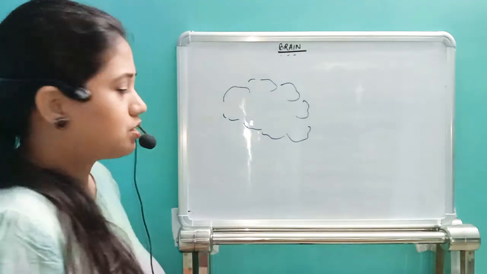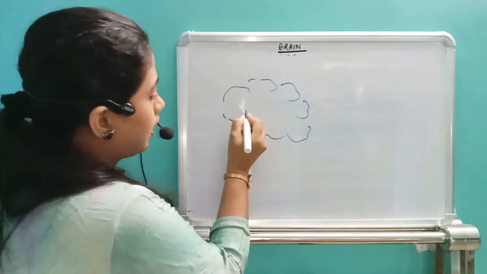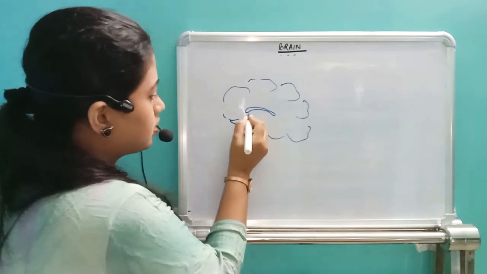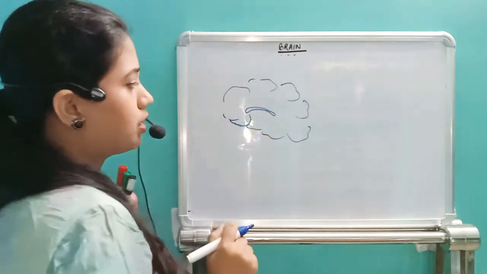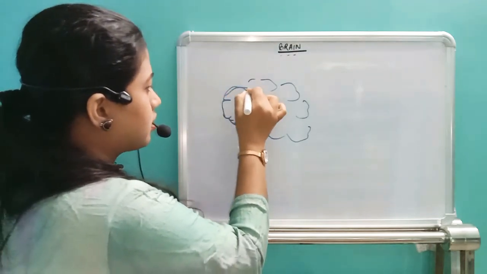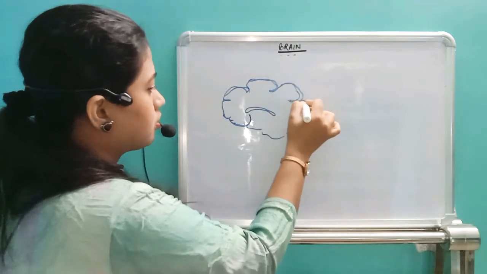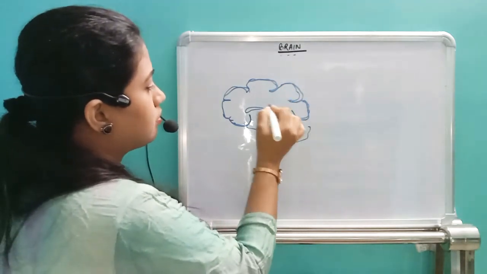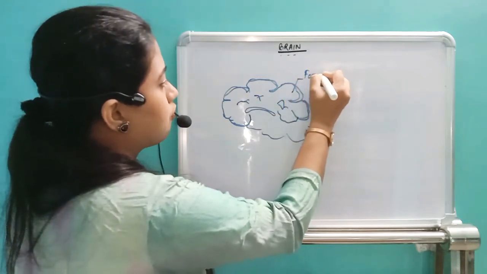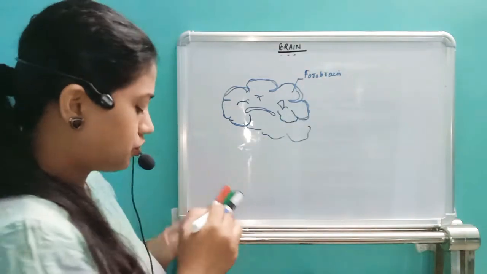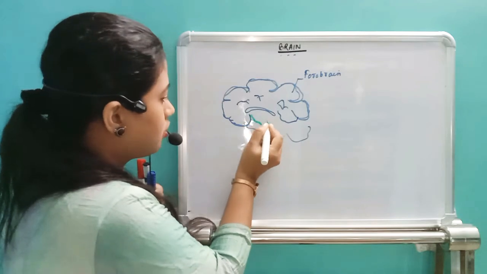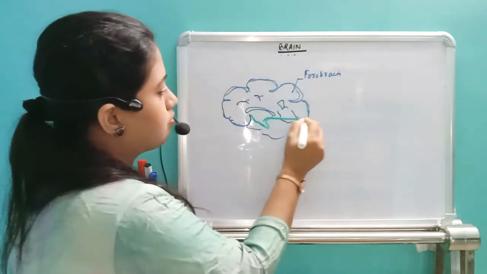So see, suppose this is the brain. In this brain, the first part, up to this, this part, is called the forebrain. I'm drawing this part here. These are a number of convolutions present. Here also we have numbers of convolutions, so this will be called the forebrain. Next, here we are going to have the next part, which is the smallest part of your brain. This will be called the midbrain.